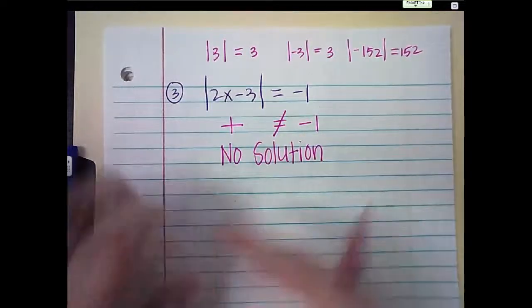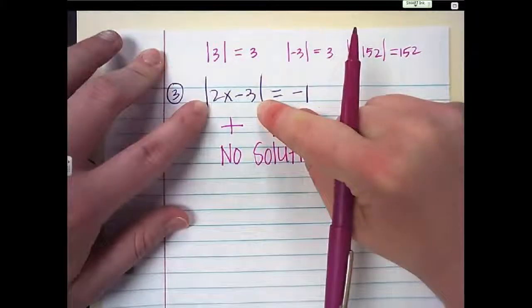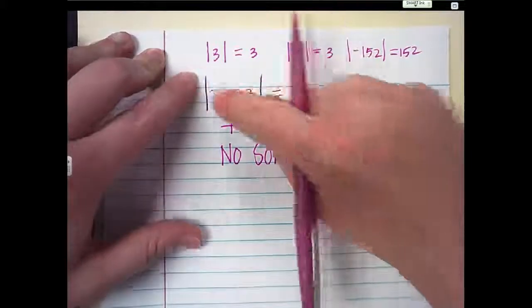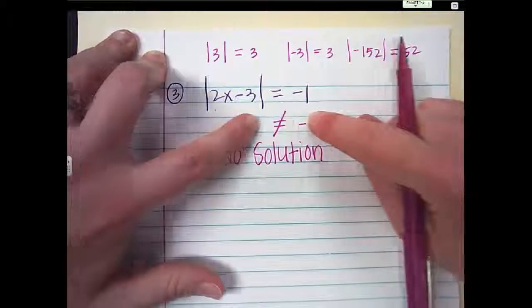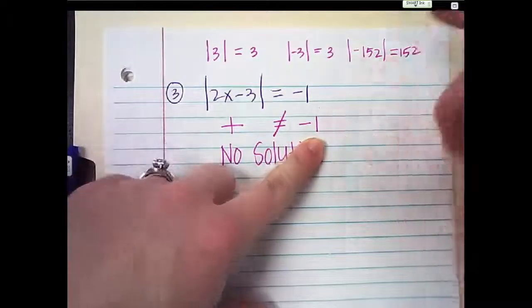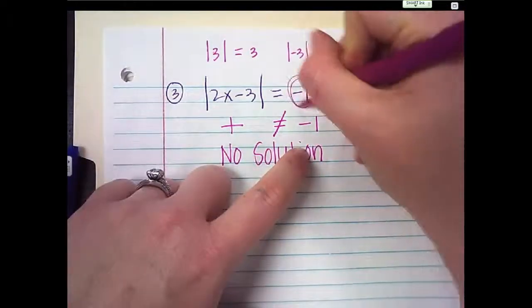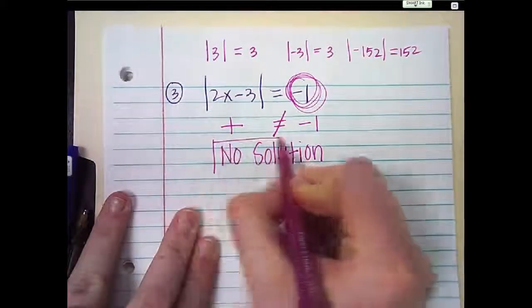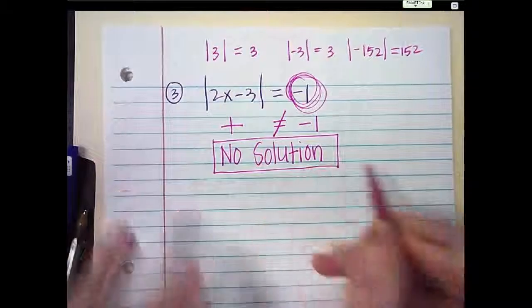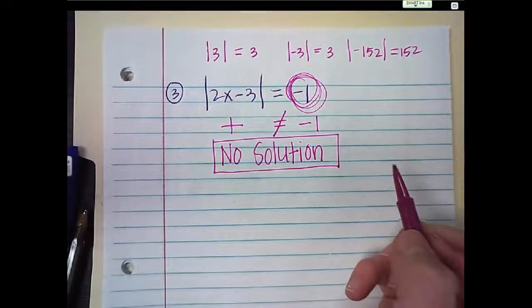Okay, if you have an absolute value, I'll say it again. Every time you have an absolute value, whatever you put in here is always going to come out and be a positive. A positive number cannot equal a negative. That should be a key to you. If you see a negative, it's no solution. So we don't even have to do any work. Now, if you forget it's no solution, it's okay.